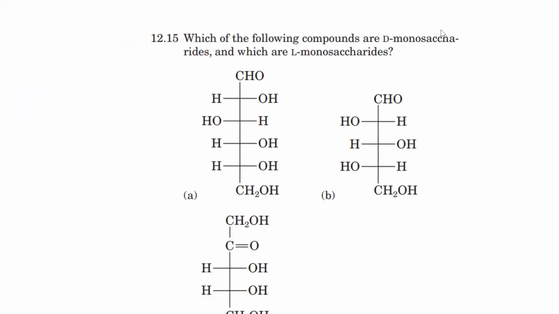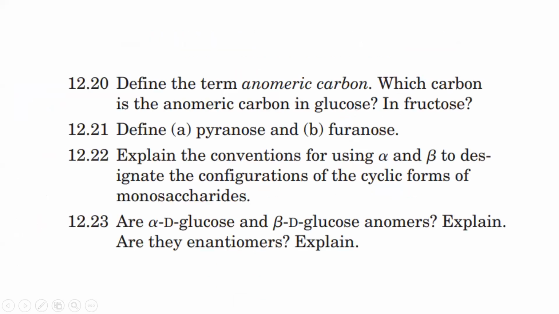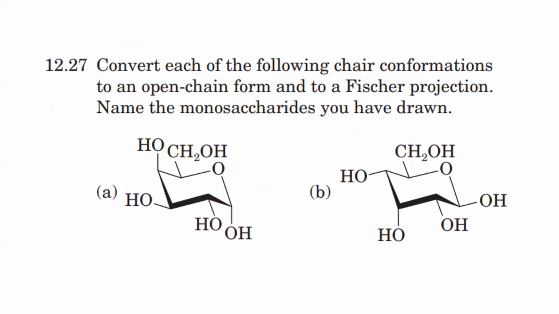problem set number 2. Which of the following compounds are monosaccharides and which are L-monosaccharides? Define the term anomeric carbon. Which carbon is the anomeric carbon in glucose and fructose? Of course, you have to show it in the structure. Define pyranose and furanose. Explain the conventions for using the alpha and beta designations of the cyclic forms of monosaccharides. Are alpha D-glucose and beta D-glucose anomers? Explain. Are they enantiomers? Explain.